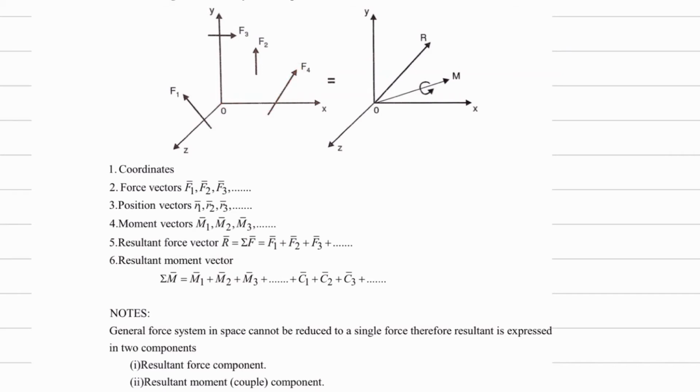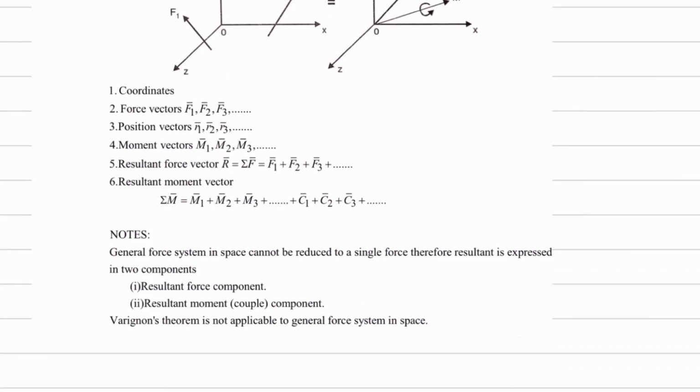So we have to find position vector, then we have to find moment vectors, then we will find out resultant force vector, which will be addition of all the force vectors, then resultant moment vector, that will be summation of all the moment vectors along with couple vector.